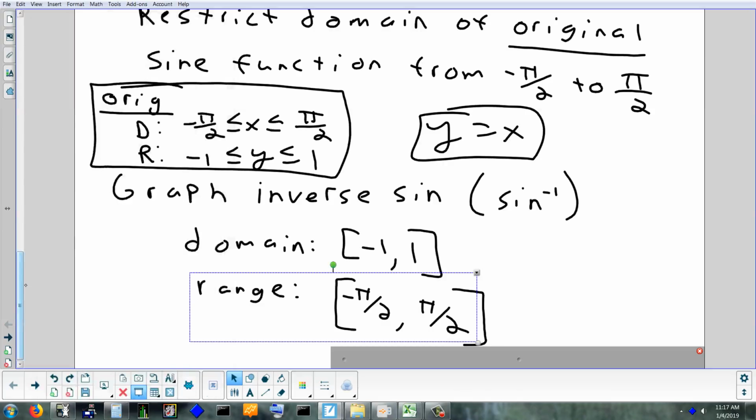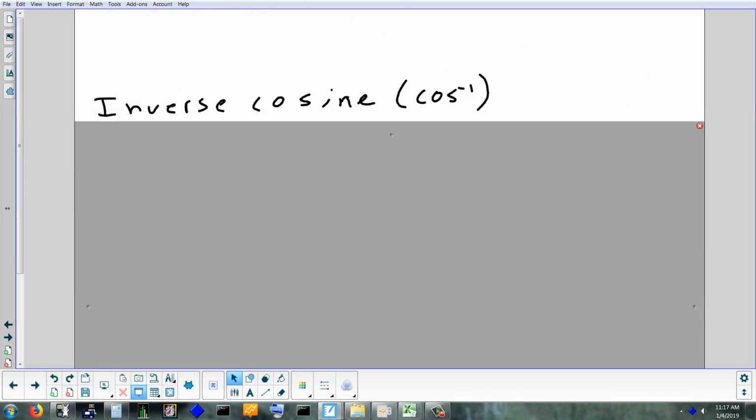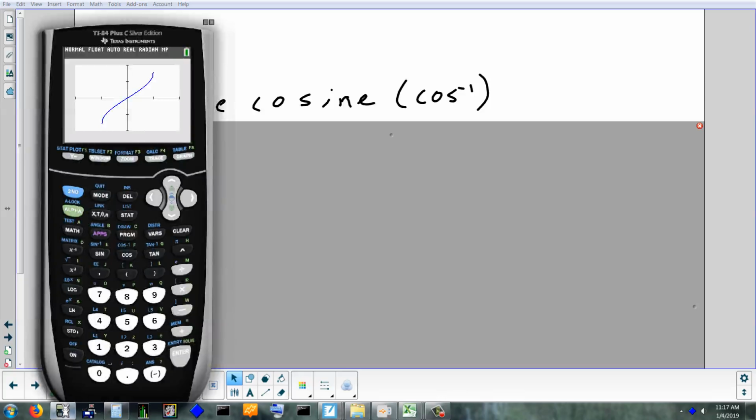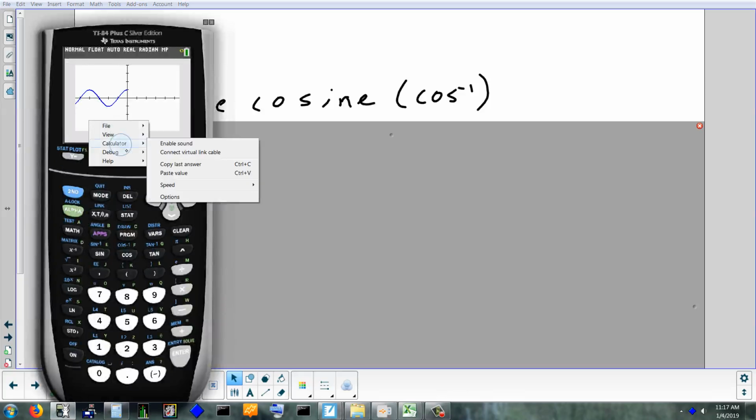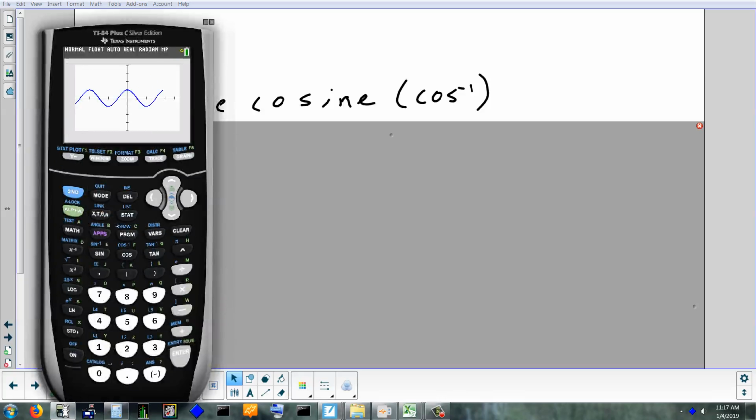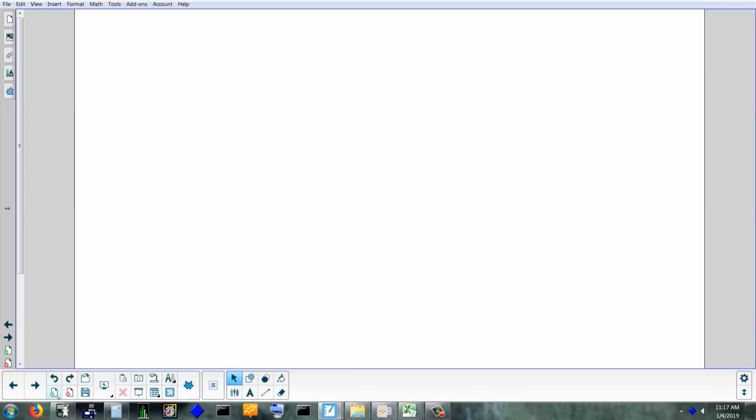All right, so let's take a look. Inverse cosine. Well, cosine, we have the same problem. It's a wave. It fails the horizontal line test. So if you graph cosine, you can see it. Let's speed it up a little bit. It fails the horizontal line test. So let's try the same thing. Let's try that negative 90 to 90 trick and see if that works for when we deal with cosine.